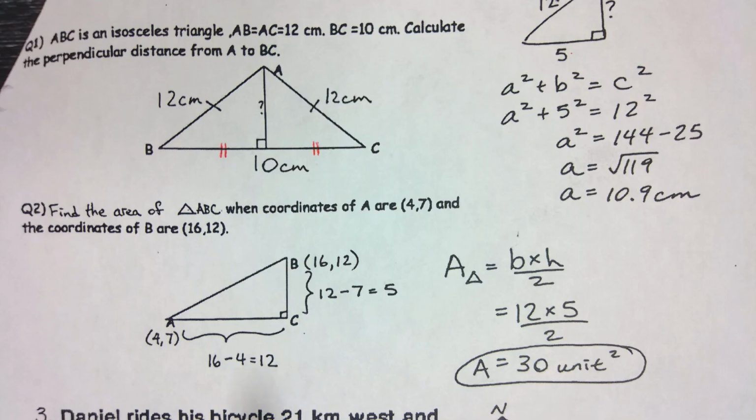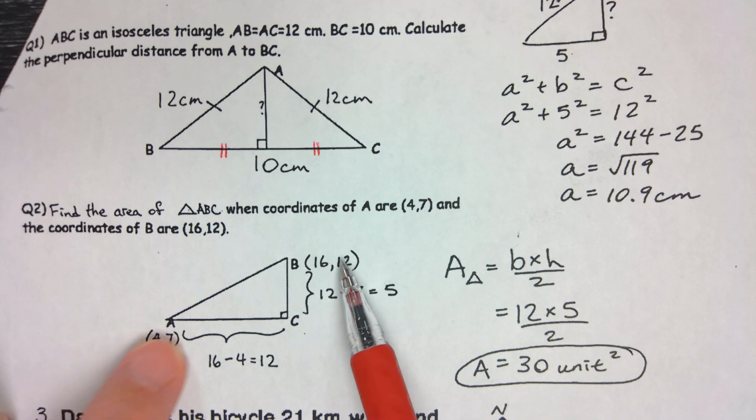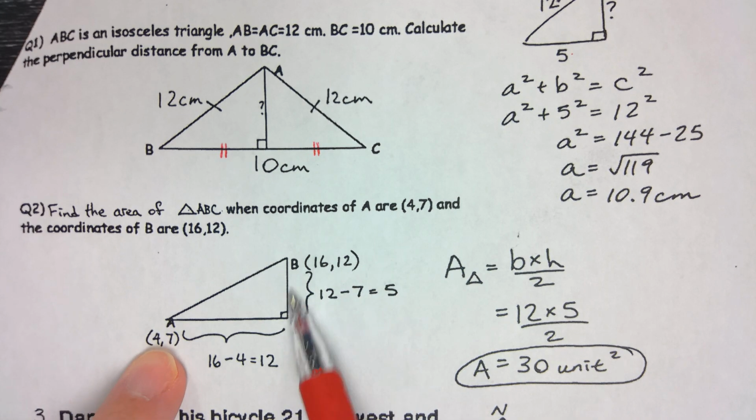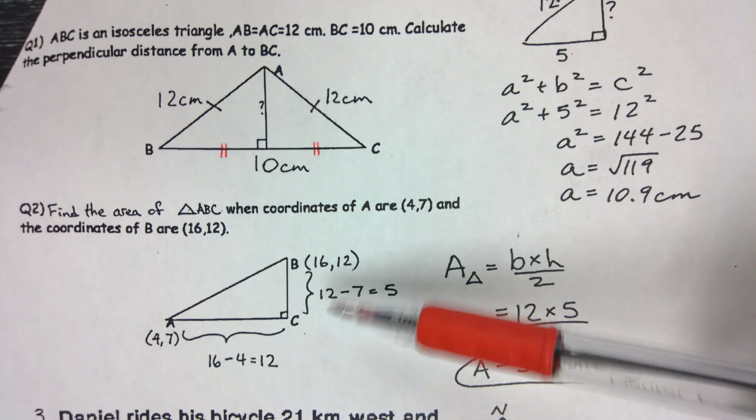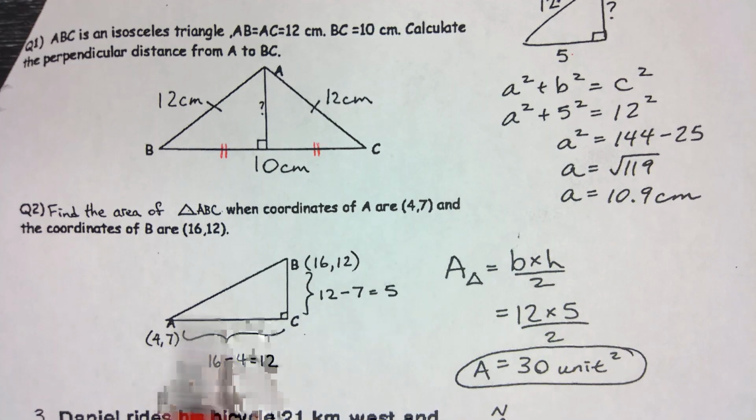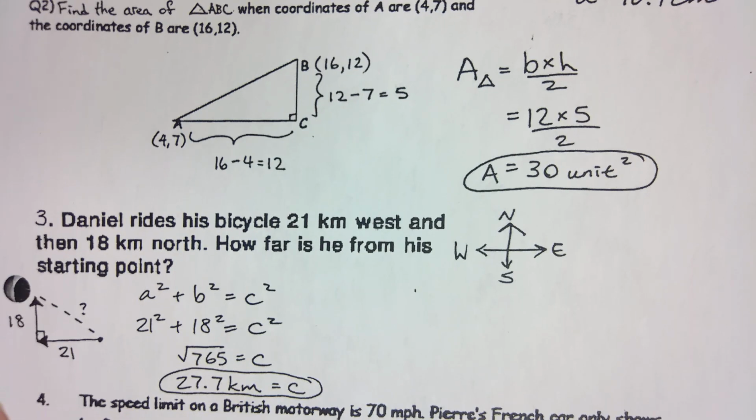Where did I get 16? Because that's my run. 16 minus 4, you get the 12. Okay, so remember, you're given the 2 coordinates and you have to figure out what your rise and run is. Rise over run. Okay, so your rise is 5. Your run is 12. So there's your base and height.